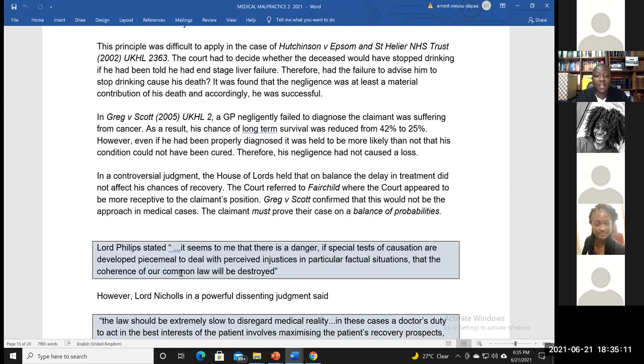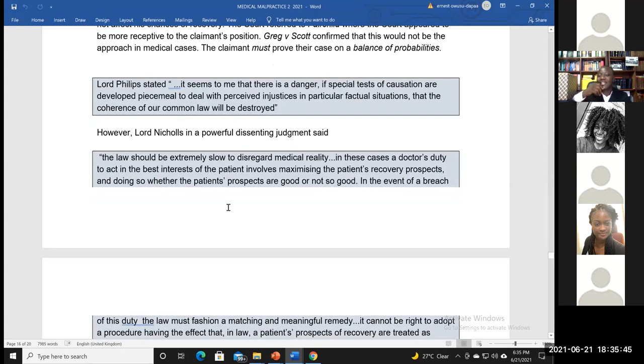And that is why Lord Phillips in Gregg and Scott was at pains to point out that, quote, "it seems to me that there is a danger if specialist tests of causation are developed piecemeal to deal with perceived injustice in particular factual situation, that the coherence of our common law will be destroyed." So Lord Phillips is actually trying to say that let's use the usual common law approach, the precedent. Once this precedent is there, then why do you have to go through the hassle of trying to prove a particular point? And that was why Lord Nicholls dissented.